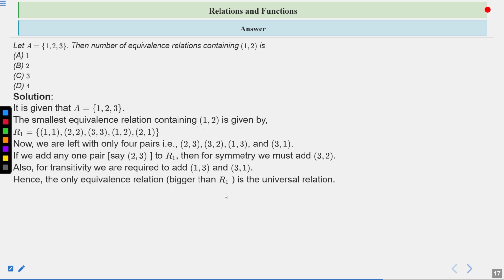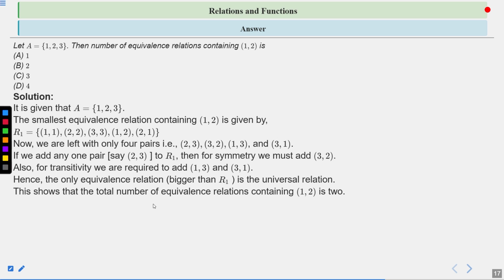Hence, the only equivalence relation bigger than R1 is the universal relation. That is, we are adding all the remaining elements in this relation, right? Got it? Therefore, the relation will become an equivalence relation. Got it?